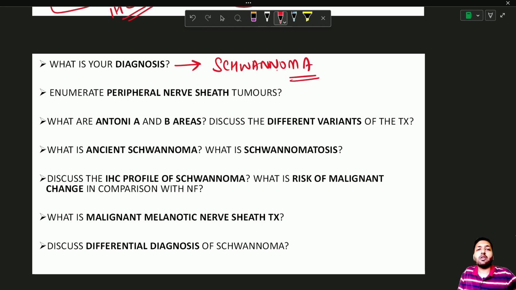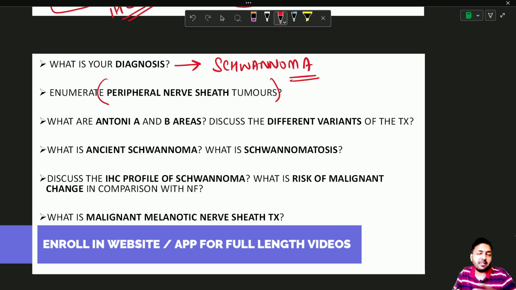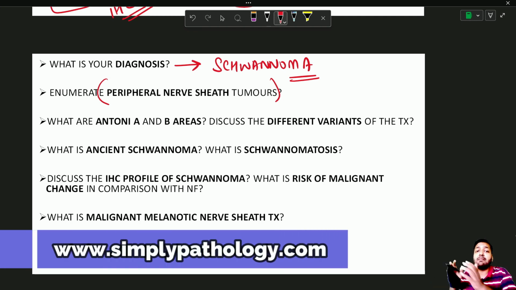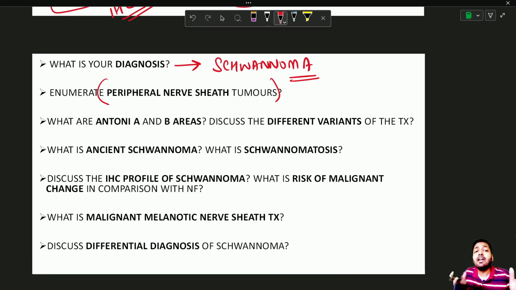The next important question the examiner is going to ask you: enumerate the different peripheral nerve sheath tumors. You should be very fast and explain in this manner that peripheral nerve sheath tumors can be divided as non-neoplastic and neoplastic. In the non-neoplastic conditions you have reactive conditions like traumatic neuroma. Among the neoplastic conditions you have benign and malignant. Under the benign conditions you have neurofibroma, schwannomas, perineurioma and granular cell tumor, whereas in the malignant group, most importantly, we have malignant peripheral nerve sheath tumor.